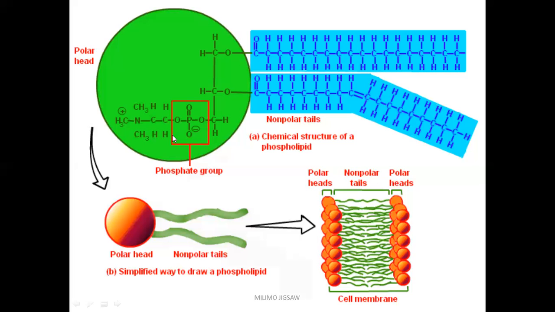Now, because they have that amphipathic property that we mentioned, there's a polar head and the non-polar tail. It means that the portion which is composed of the glycerol, the phosphate, and the organic group or the organic base is actually ionized and readily dissolved in water.